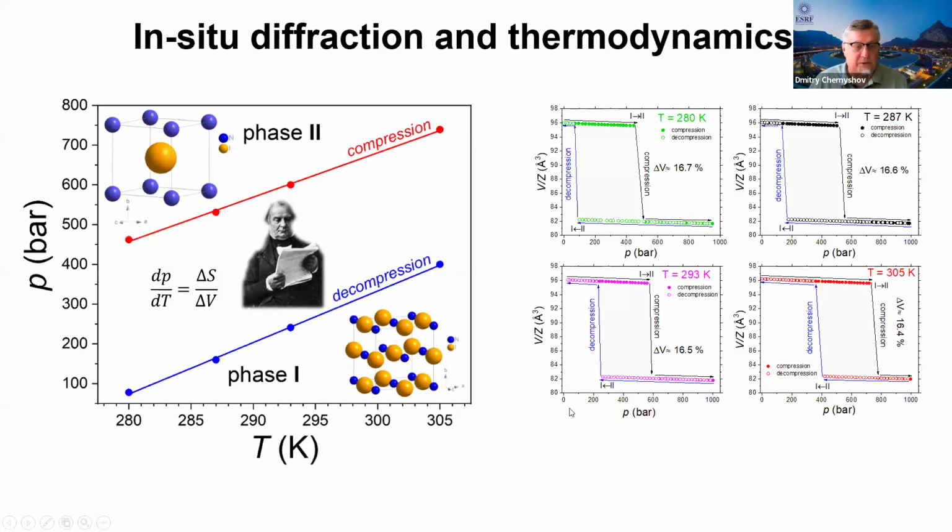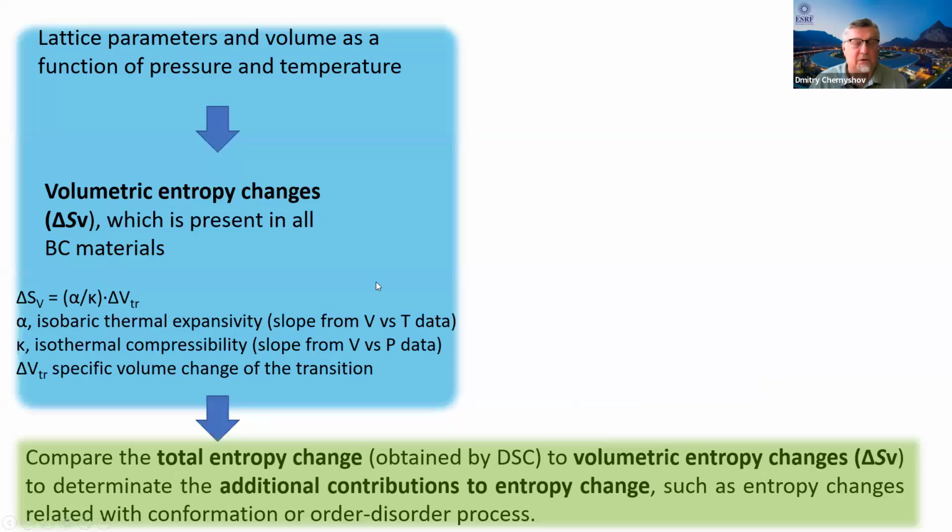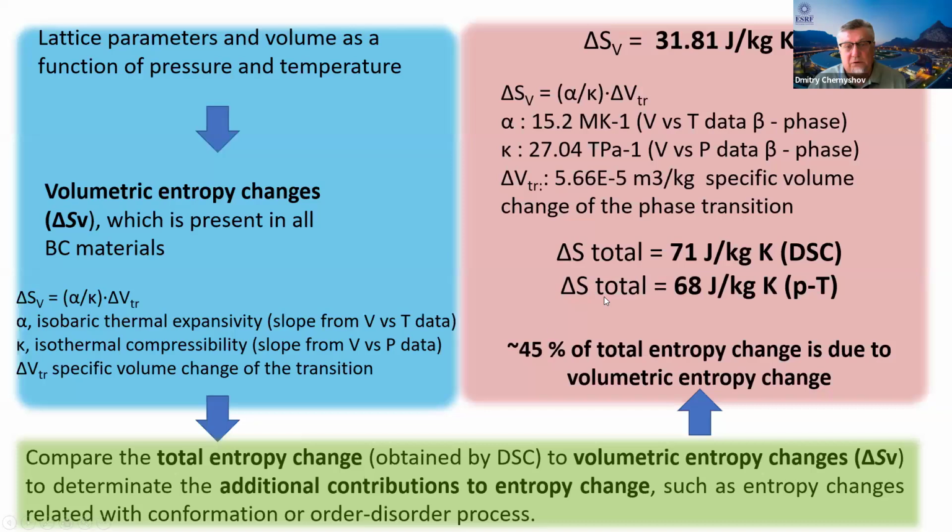the total entropy change. And from unit cell dimensions, you can calculate one of the components of this entropy change related to the phonons, which can be obtained if you know the thermal expansivity and compressibility, as well as the specific volume. All we measure in diffraction. So the simple calculations show that 45% of the total entropy change is due to the volumetric effect. And this is quite important information for the people who develop and optimize this sort of materials.